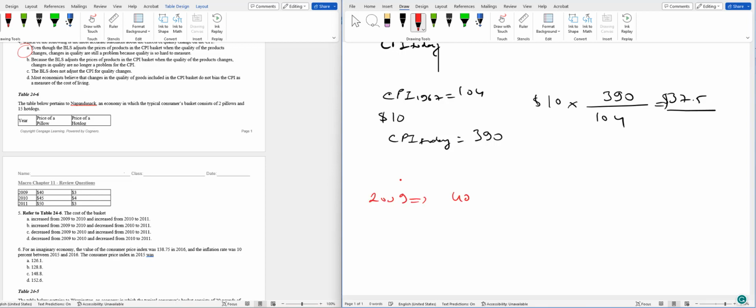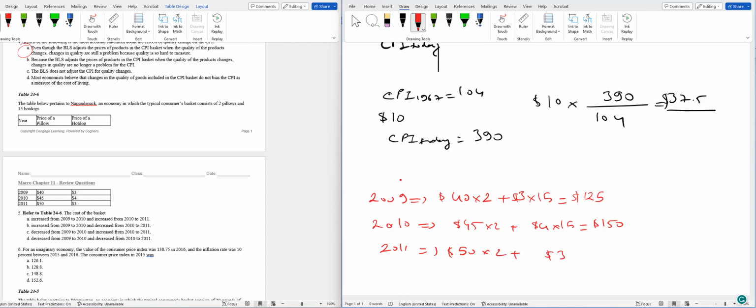In 2009, a pillow is $40 times 2 plus $3 for a hot dog times 15, which equals 125. So this basket costs $125 in 2009. In 2010, the pillow price is 45 and the hot dog is 4, and therefore the same basket costs $150. In 2011, the pillow is 50 and hot dogs are $3, and therefore the basket costs $145.